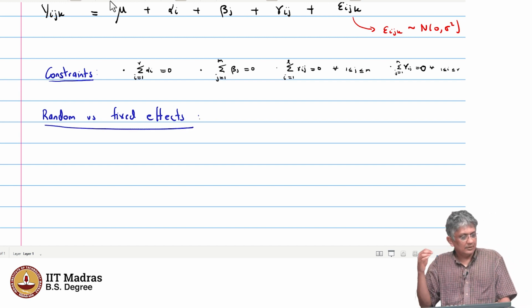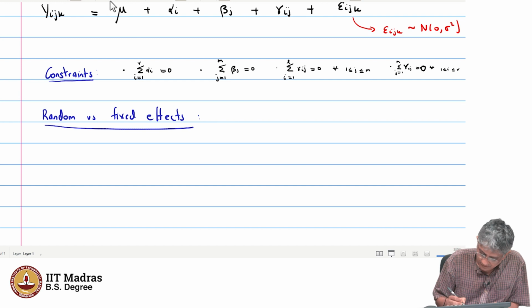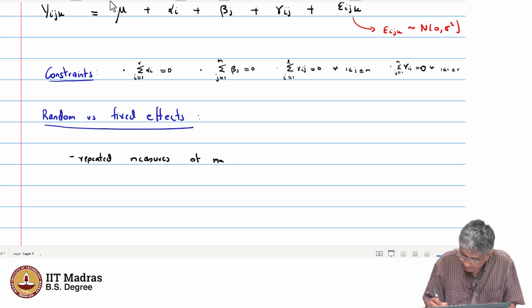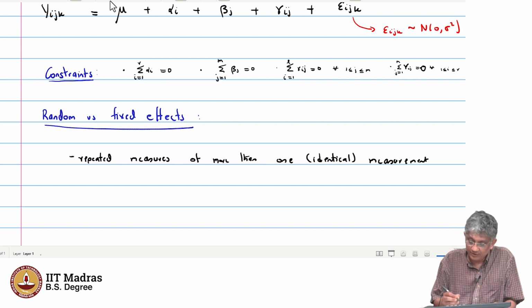So let's take a simple example. You go repeated measures, where more than one measurement is taken on the same individual. So you think of the following experiment: repeated measures of more than one measurement, where the measurement is taken on the same individual.